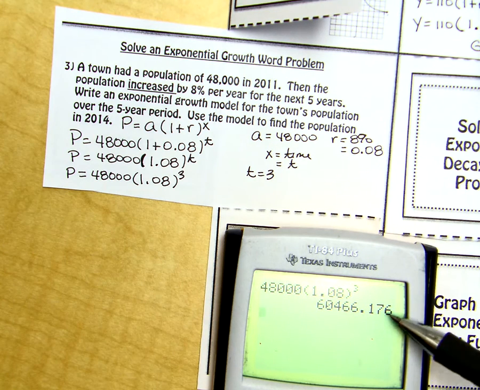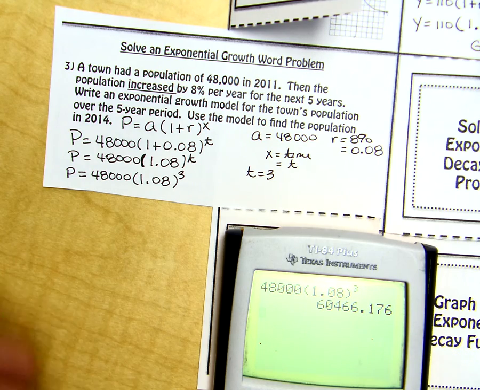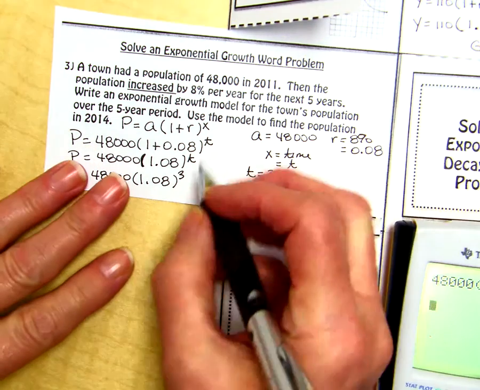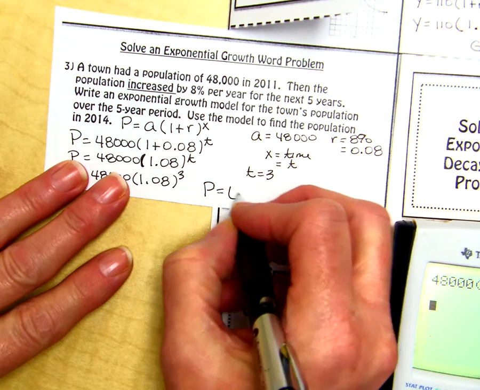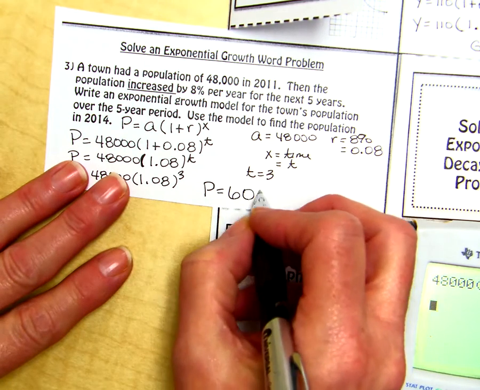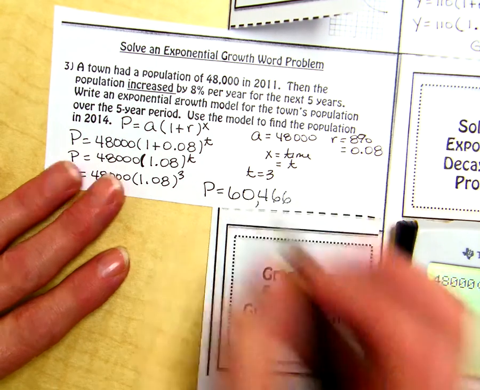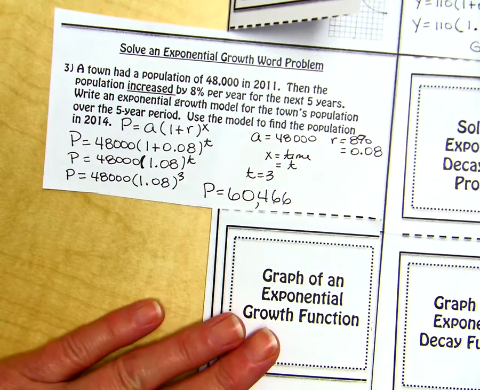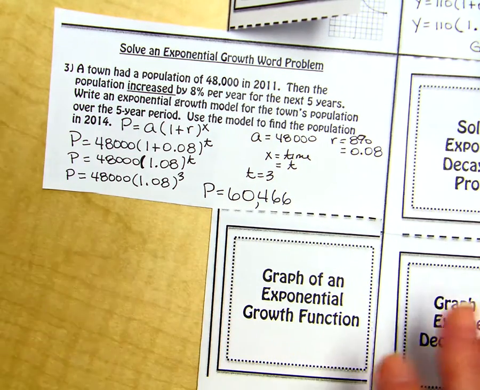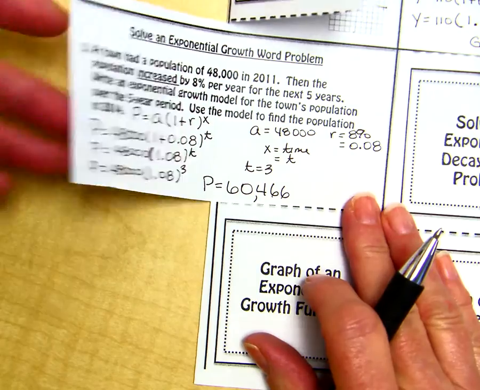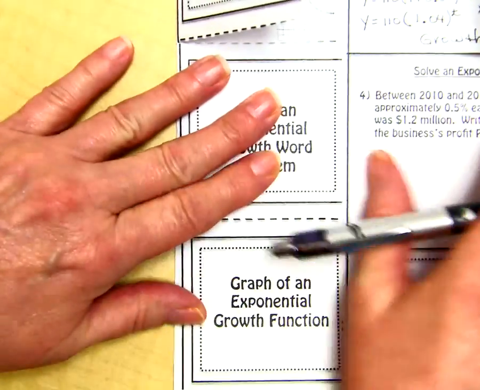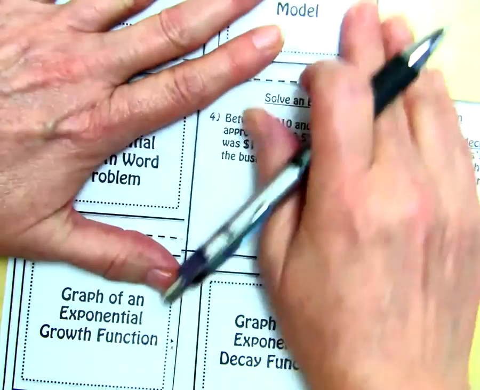And here's our population. Because this is dealing with people and we can't have a part of a person, we ignore the decimal. So our population becomes, after 3 years, 60,466 people. So that would be an example of a growth word problem. Our next word problem example is going to be decay.